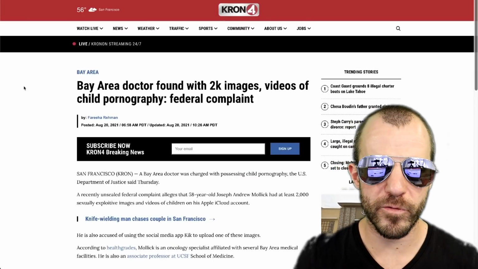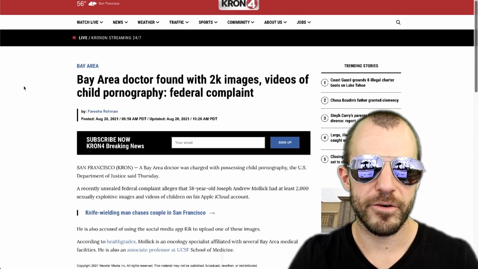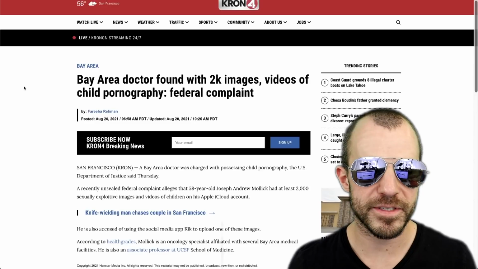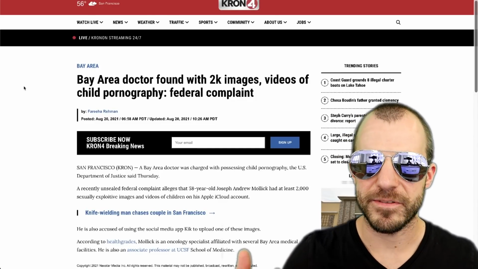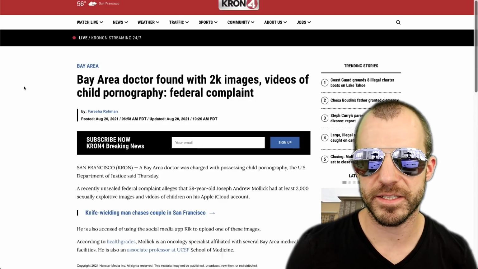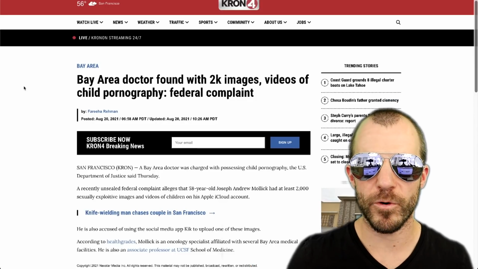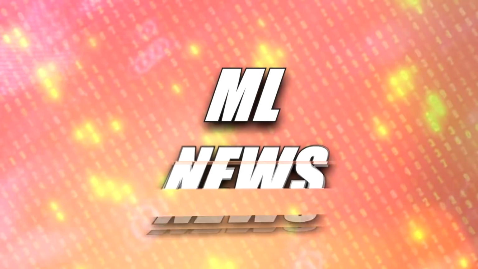You can evade it easily, you might be able to force collisions. Yet still we have a report from Cron 4 that a Bay Area doctor was found with 2,000 images and videos of child pornography. We don't know exactly if this is already a result of this system. If it is, you know, good job, it works as intended. That makes me happy that it worked here. It still doesn't make me more comfortable with the privacy implication of NeuralHash in general.